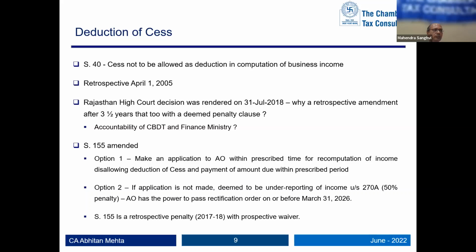I was just seeing the forward of Sesa Goa. In just 2 years, more than 100 decisions have relied on that and given in favor of the taxpayer. So one can just understand the gravity of claims, additional claims being made on the subject. So in Finance Act 2022, they came in with a retrospective amendment to clarify that education cess cannot be allowed as a deduction. It is retrospective since April 1, 2005.